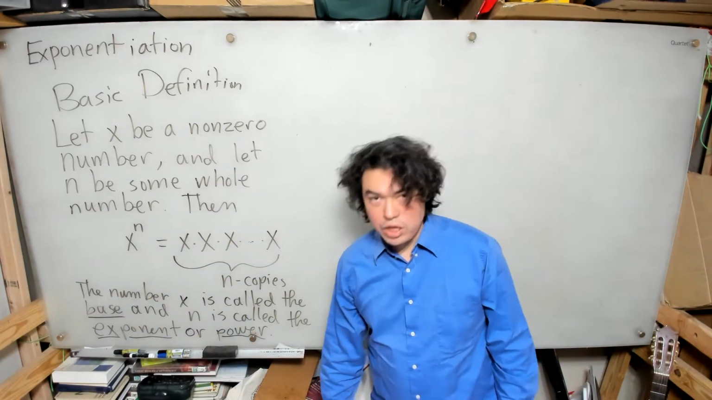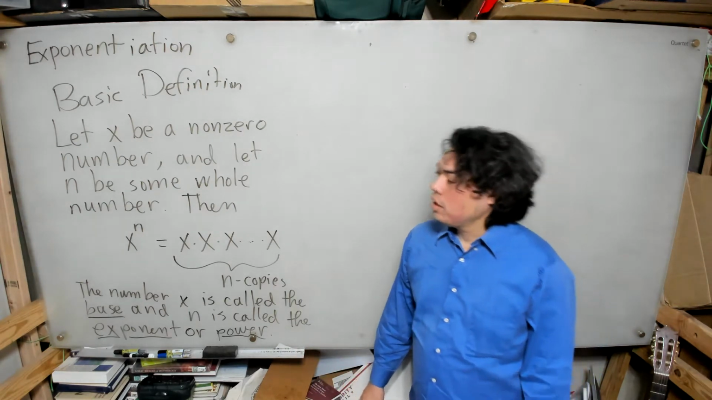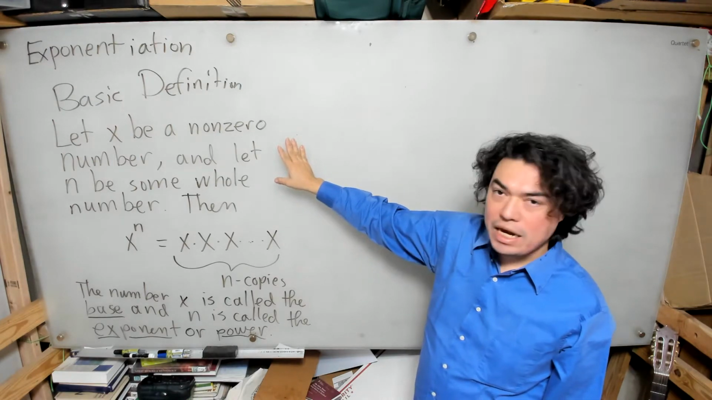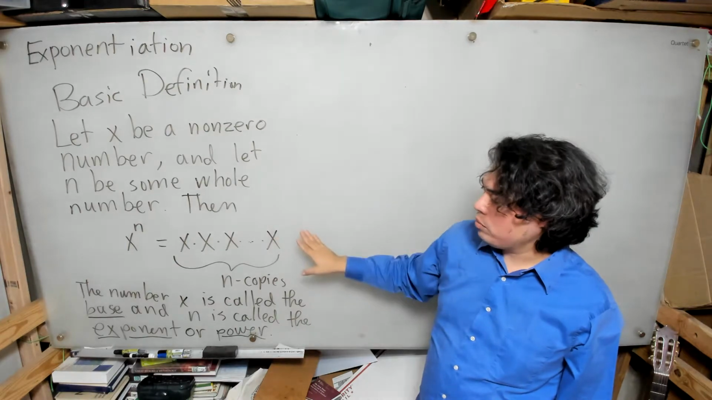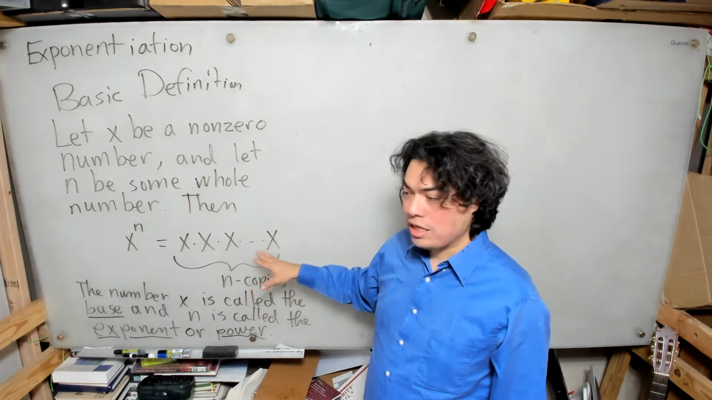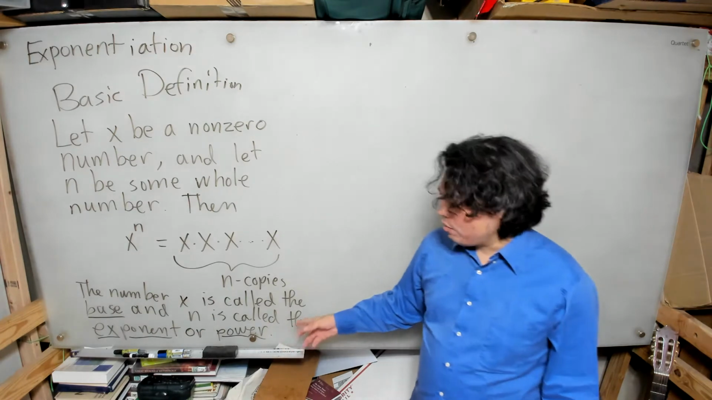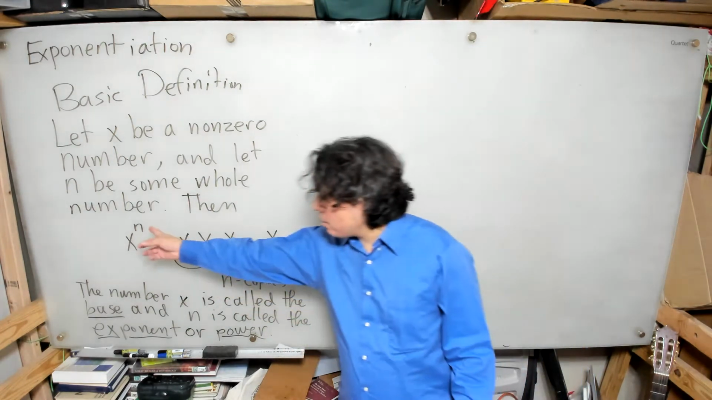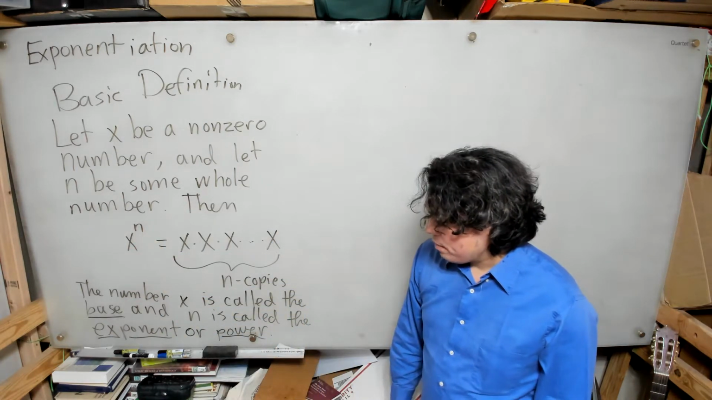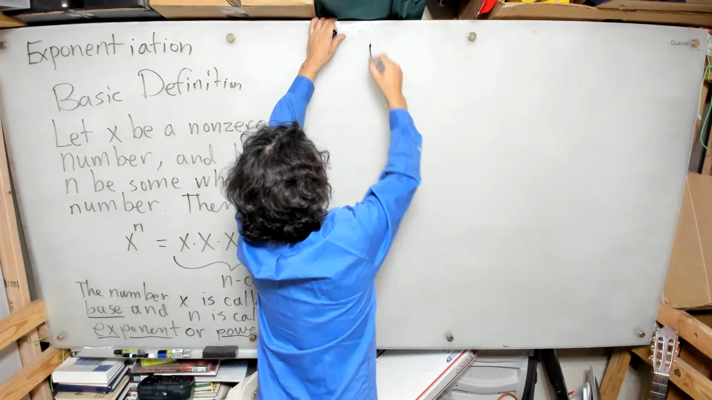Hello. So now we're going to do a little bit of discussion on exponentiation, okay? The basic definition, as I alluded to earlier, is that if we let x be a non-zero number and we let n be some whole number, then x to the n means x times x times x dot dot dot times x, where I have n copies of x being multiplied. The number x is called the base, and the number n is called the exponent, or power.